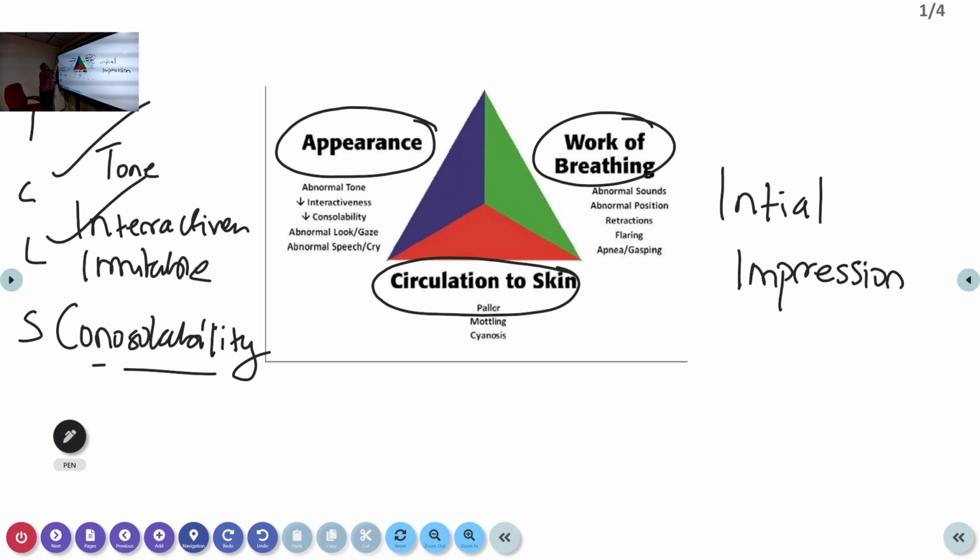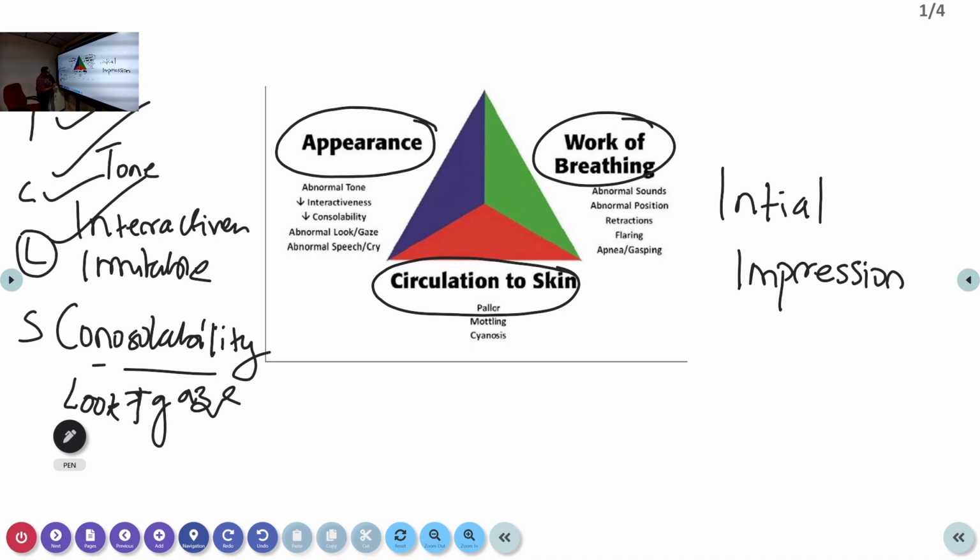So we have completed tone, irritability, and consolability. L stands for looking. What is the look of the child? Whether the child is looking at one area. Maybe the child is having a seizure. The gaze is fixed to one area. The child is statically looking only at one area, neglecting one side. So the look of the child will be like this. So look, or what you can call gaze.